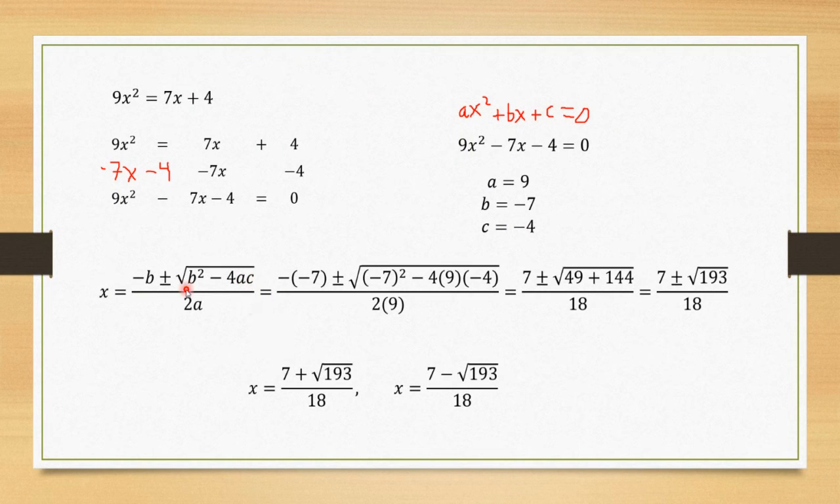Doing so, we get -7 for B, which is, of course, 7. -7 squared is 49. 4 times 9 times -4, that's negative 144, so we have minus, so that becomes addition. And 9 is A, so we get over 18. And then, adding in the radicand, you get 193, so we have this. Now, it turns out 193 is not a perfect square. I think it's actually prime, meaning its only factors are 1 and itself. So because of that, this is our answer.